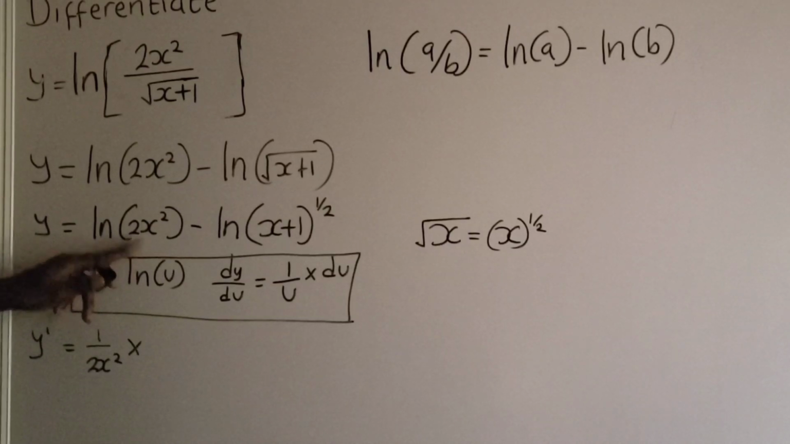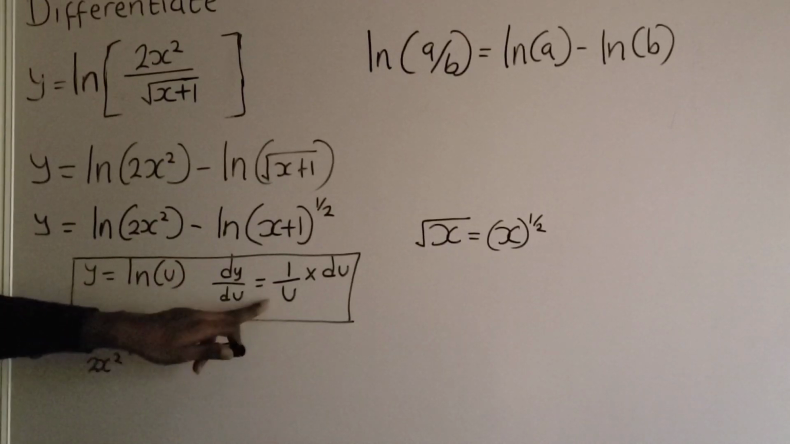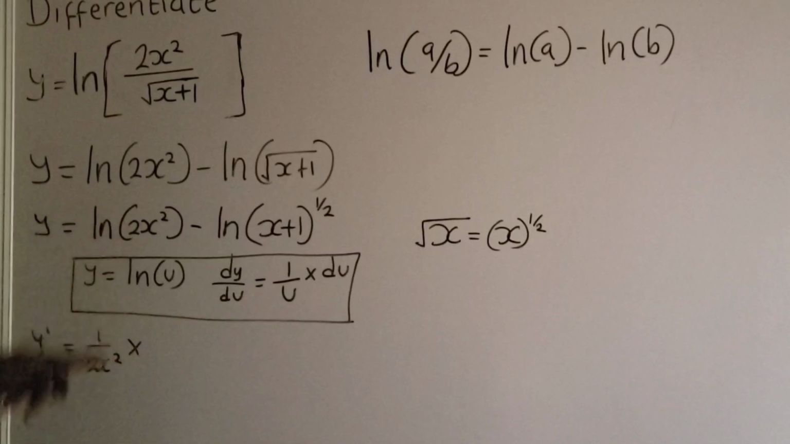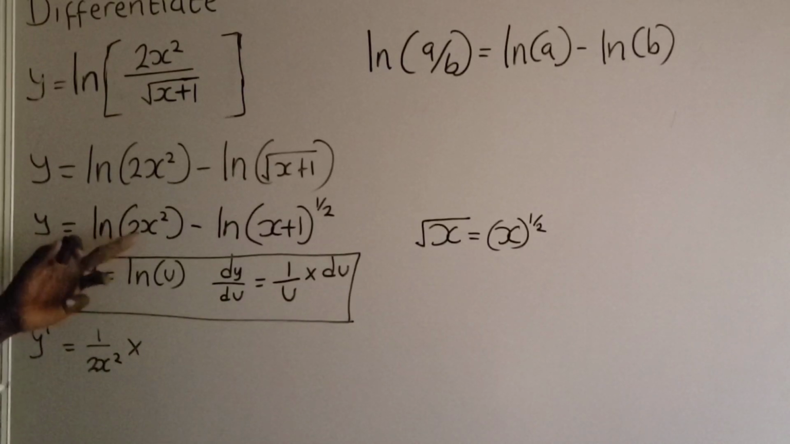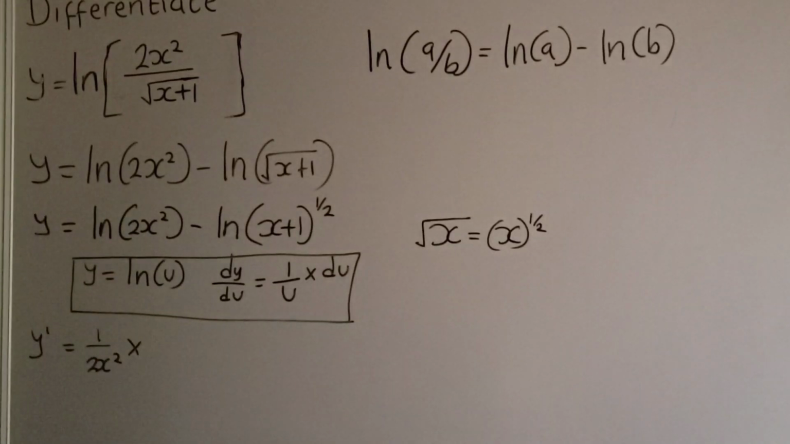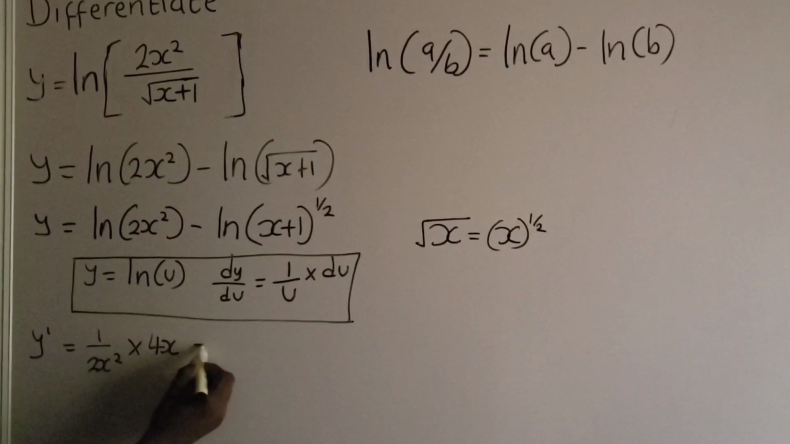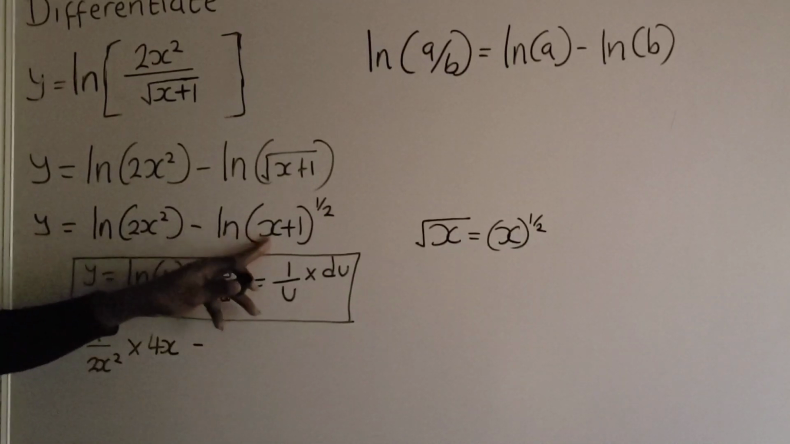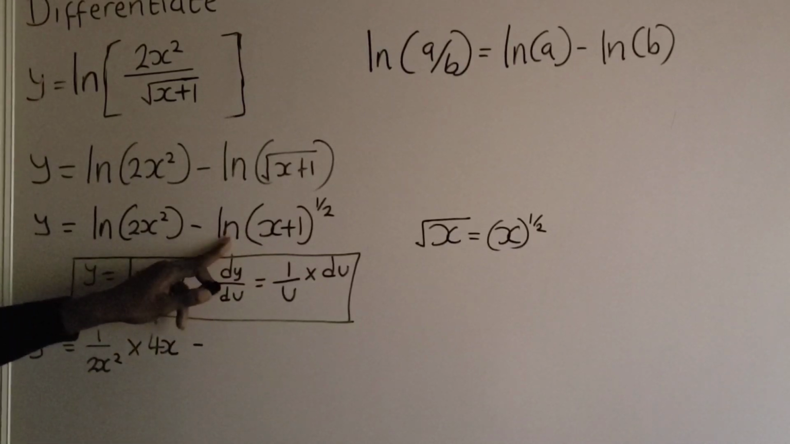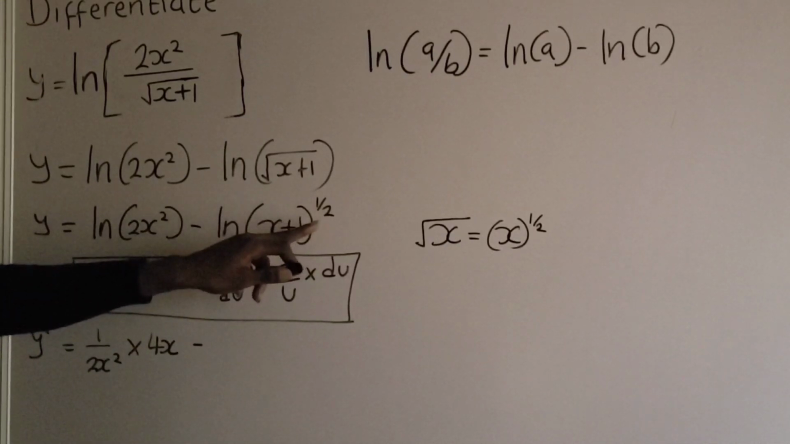Are you getting it? First, I'm going to take the inverse. 1 over u, that is 1 over 2x squared, multiplied by the derivative of the inner function. The inner function is still what? 2x squared. So the derivative of 2x squared, according to the power rule, is 4x. So multiply by 4x minus, okay, now if you look at this, I have natural log of x plus 1 raised to the power of 1 over 2.